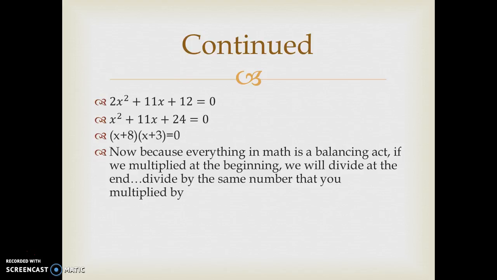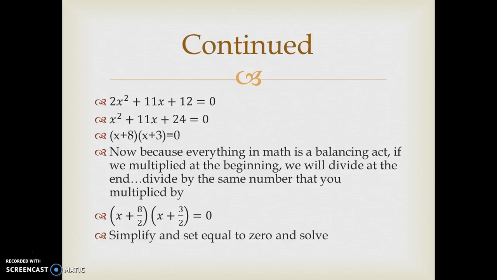So we multiplied by 2 in the beginning, so we're going to take the 8 and the 3, and we're going to divide both of them by 2. We're going to work the problem the same way. Sometimes you can simplify these fractions, sometimes you can't. If you want to leave them as fractions, that's fine. If you want to change them to mixed numbers, that's fine too. So, here we go. 8 divided by 2 is 4, so that really says x plus 4 is equal to 0. 3 divided by 2 is really 1.5. And then I solve both of them, so I get x equals negative 4 and x equals negative 1.5.